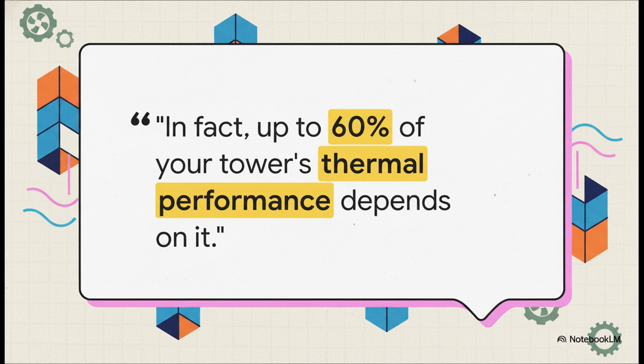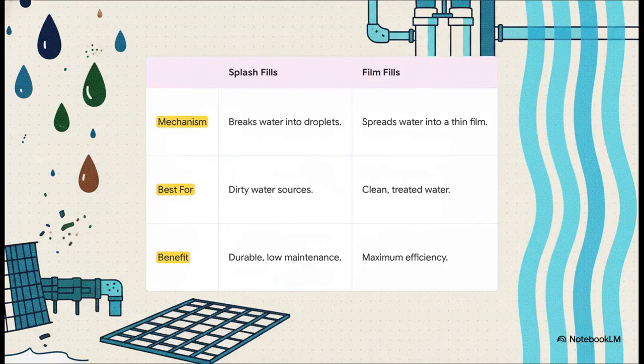It means that picking the right kind and keeping it in perfect shape is absolutely non-negotiable if you care about efficiency. You really have two main choices here, splash fills and film fills. Think of splash fills as the rugged, off-road option. They're built to handle dirtier water with lots of solids without getting clogged.